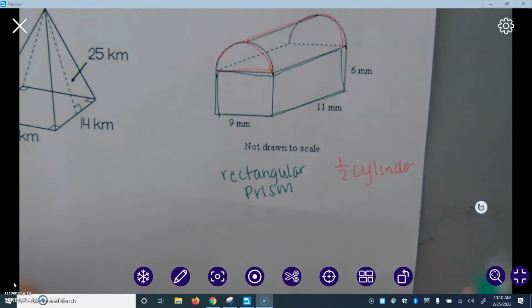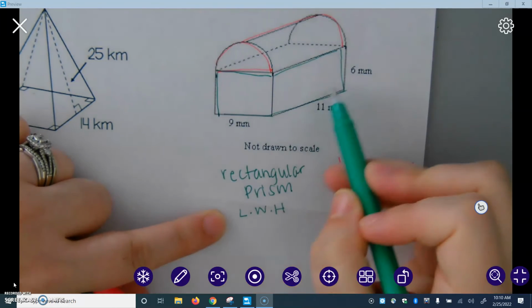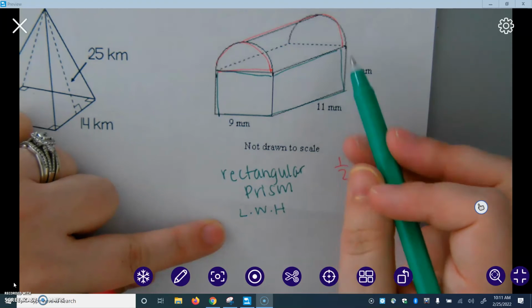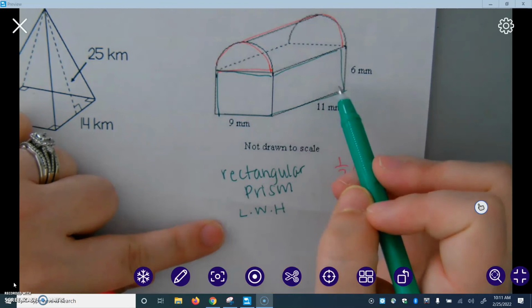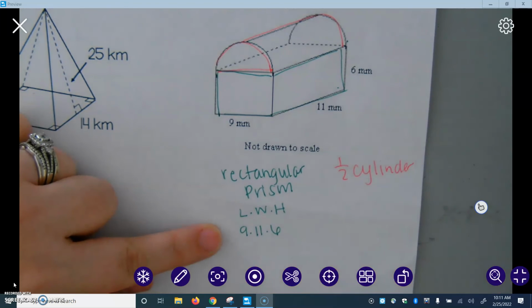So a rectangular prism is basically length times width times height, because the base is a rectangle, and so the area of a rectangle is length times width, and then times the height. So 9 times 11 times 6. Type that in the calculator. What do you get?